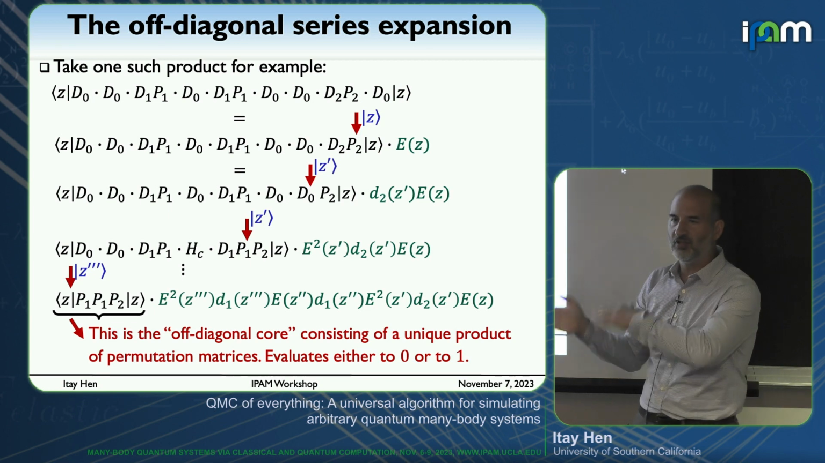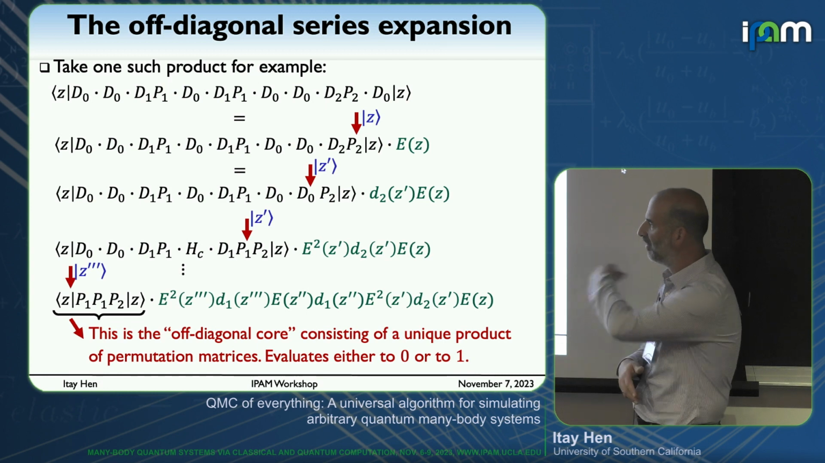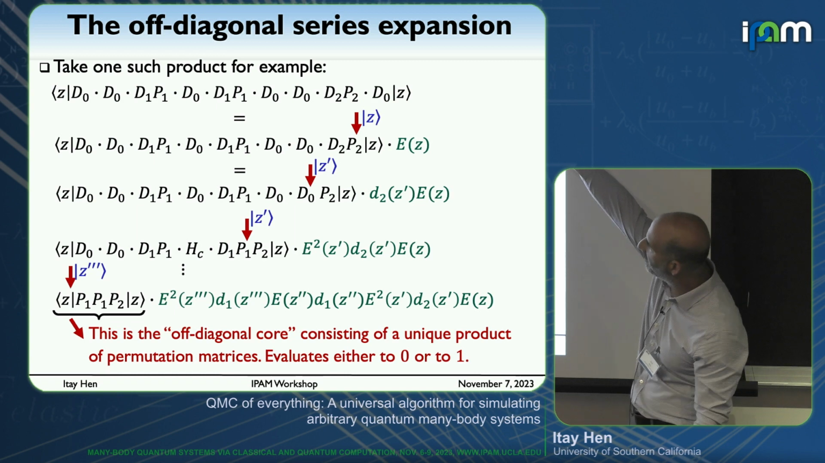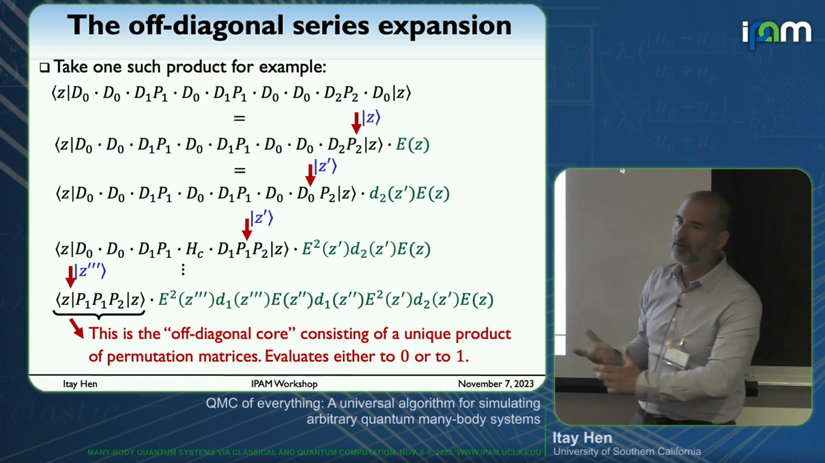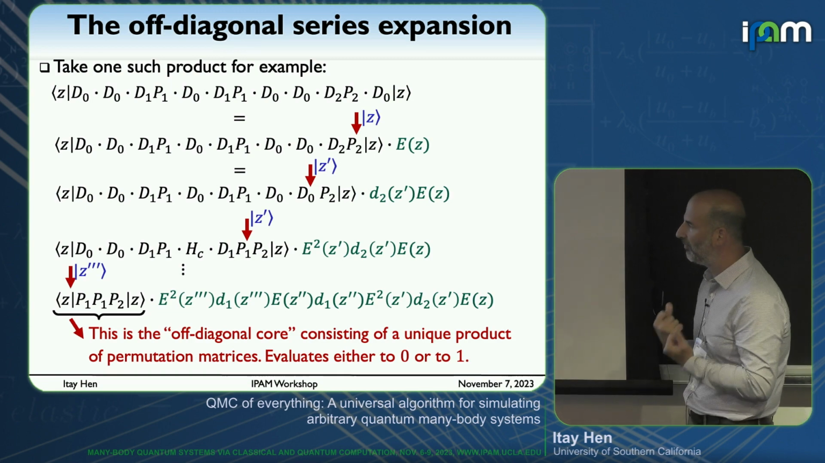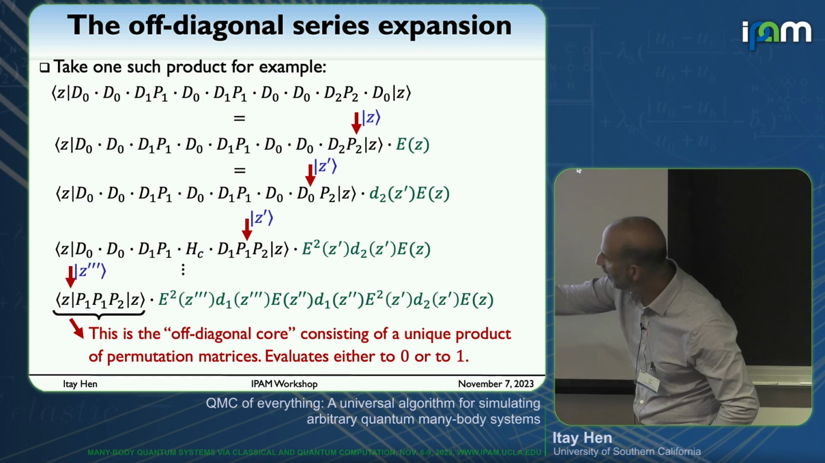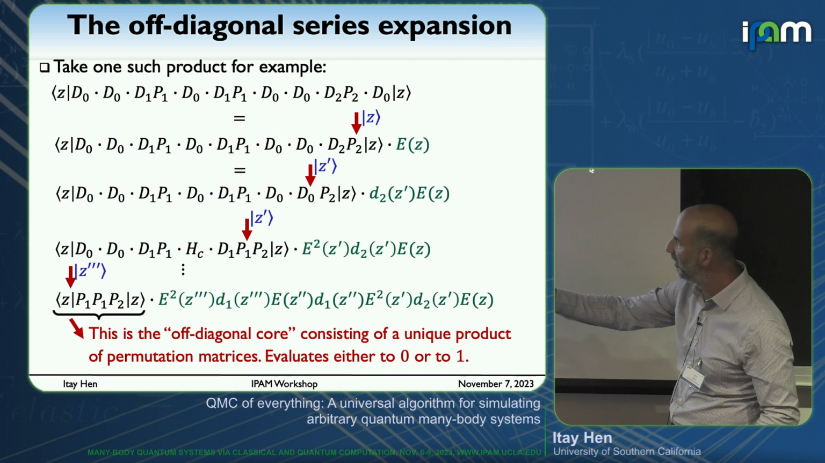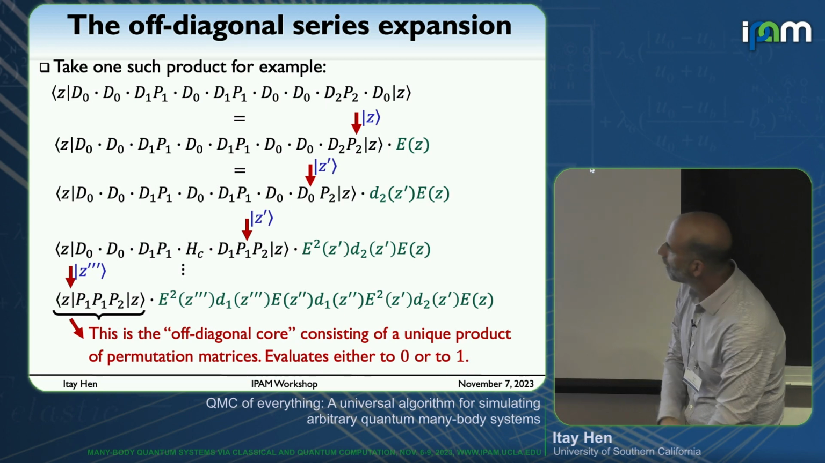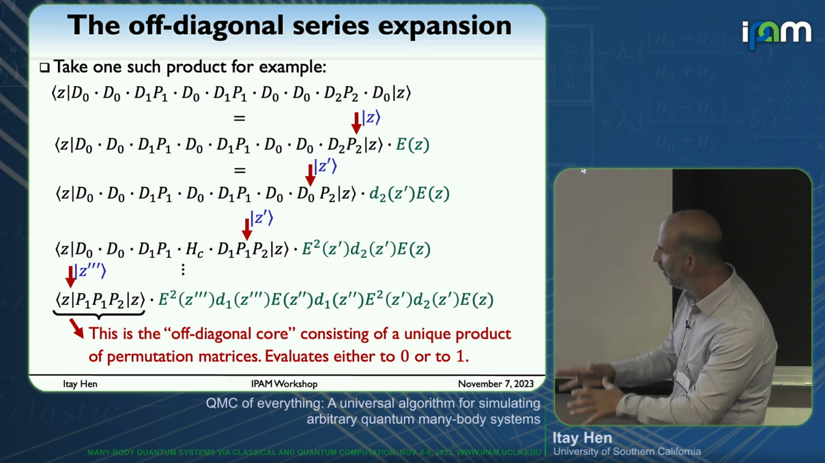Every p will change z to some z prime, z double prime, z triple prime, and every one of the d's I can push out as a constant. So eventually I can write this term over there as what I call an off-diagonal core. The matrices that I cannot push out of the bracket are just the p's. In this particular case, p1, p1, p2. And then I have a constant that depends on the d's that are in there. And so the p's, I will call them the off-diagonal core.